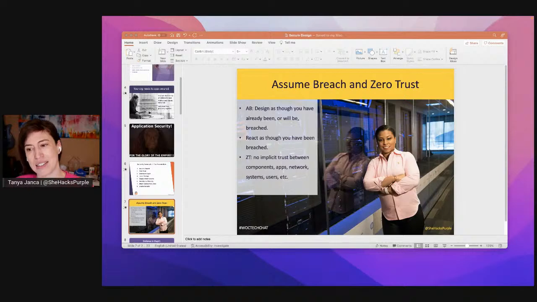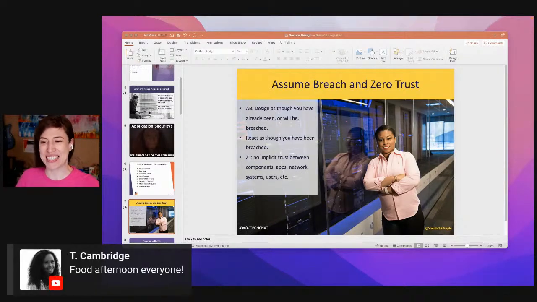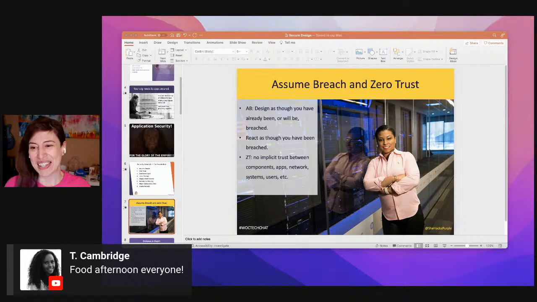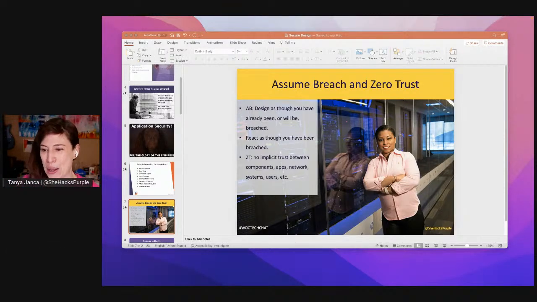Does anyone else have anything that they want to add? I see a comment, food afternoon, everyone. I like that. I know it's supposed to say good, but maybe we should say food. I like food. Thank you, everyone, for joining. I appreciate you coming. Does anyone want to share some ideas or places?